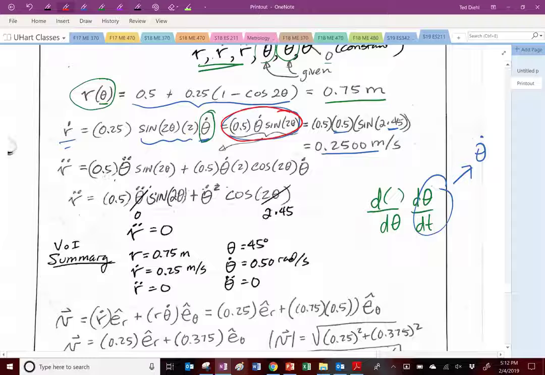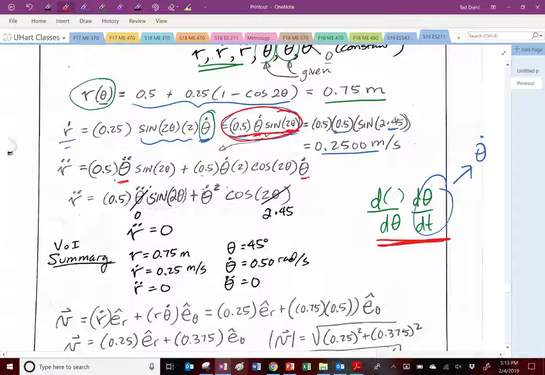Because there are multiple terms in here that are in terms of theta, the theta dot and the 2 theta, we need to make sure that we account for that, so we use the product rule. First off, we take the derivative of theta dot with respect to time, and that's just theta double dot. Then we need to take that 0.5 times theta dot and multiply it by the derivative of sine 2 theta, which is going to be 2 cosine of 2 theta. But that's, once again, with respect to theta, so we use this rule over here and apply the theta dot.